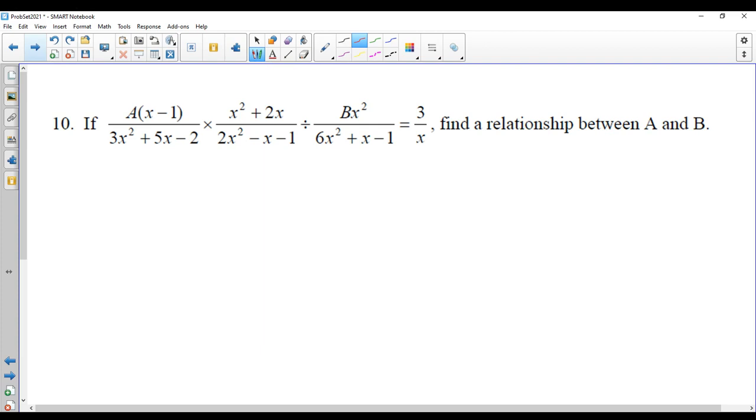What do you suggest we start? How do you suggest we start this? Any ideas? Okay, Che. Yep. Factor as much as you can. So that stays as ax minus 1. But the bottom of this can be factored.